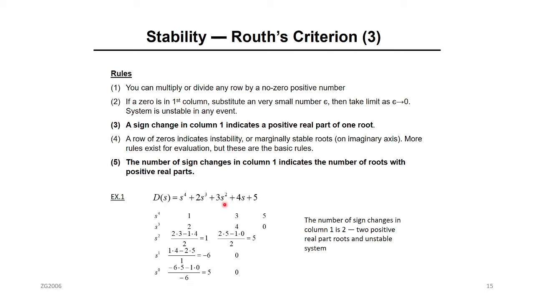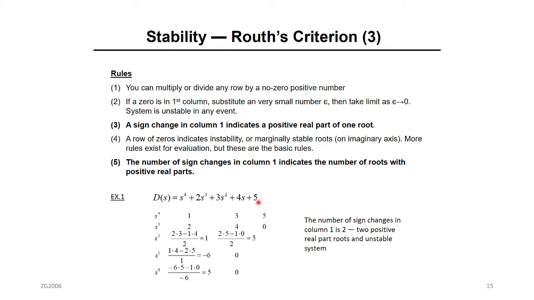Now let's see this example. Inshallah, it will be easy. Okay? Now, this is your characteristic equation. This is the characteristic equation of a control system. All right. Now, is this system stable or unstable? This is the question.